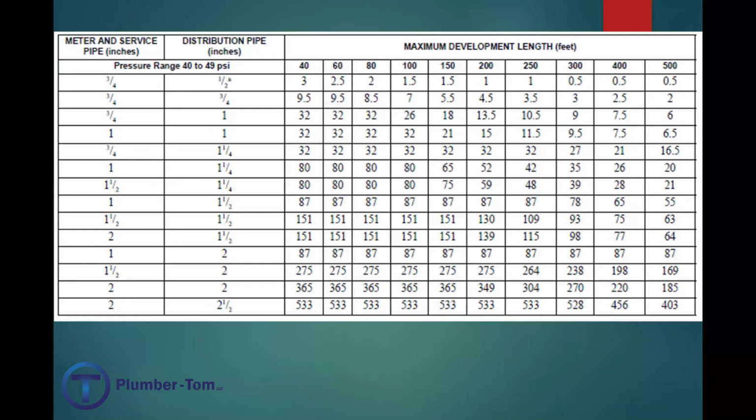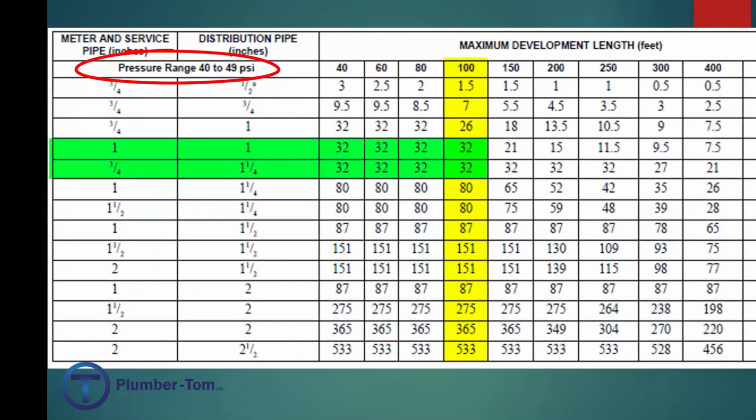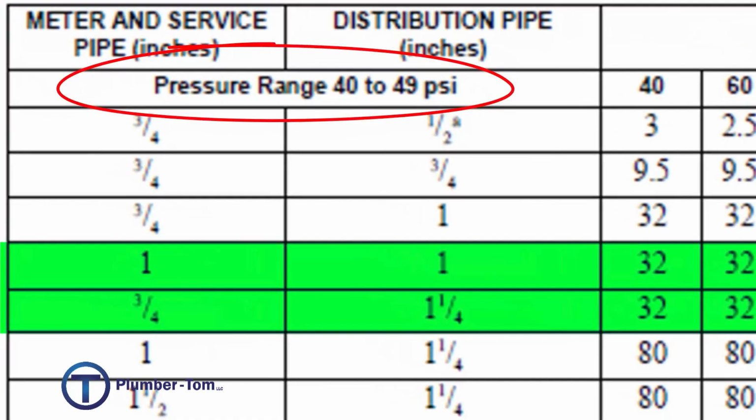Let's go to the table. We're going to use that same column, 100, for developed length. We've already verified that we're on the correct table. Its pressure is between 40 and 49 psi. Let's follow that down. We had 27.6. We follow that down. That's more than 7, more than 26. It fits into the 32. If I come across to the left, I have options of either a 1-inch service line with a 1-inch distribution line, or if I have a 3/4 inch service line, I would need to go to a 1 1/4 inch distribution line.